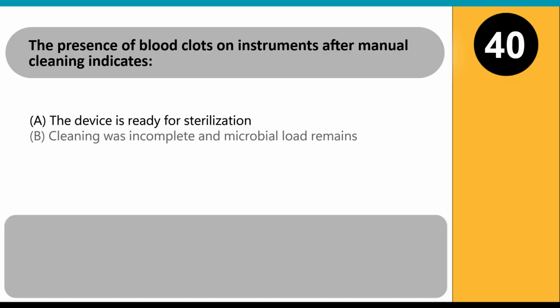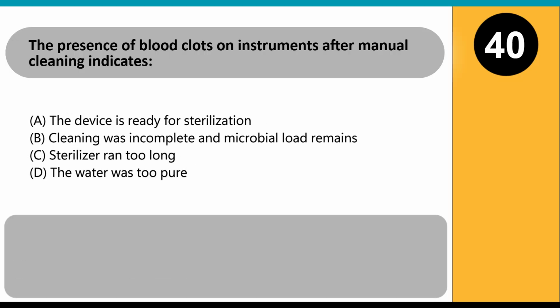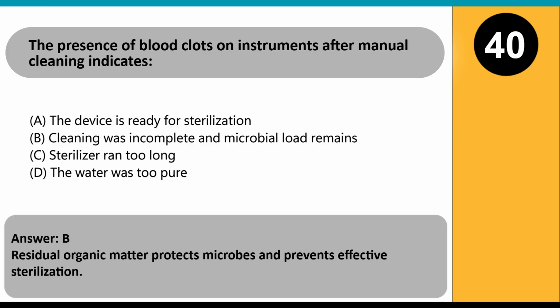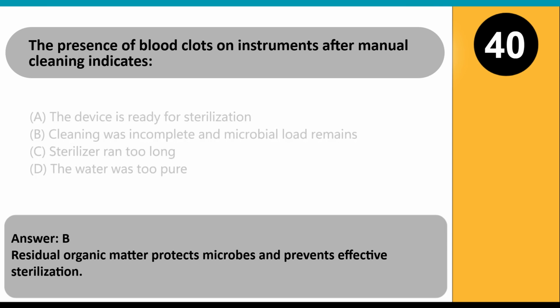The presence of blood clots on instruments after manual cleaning indicates: A. The device is ready for sterilization. B. Cleaning was incomplete and microbial load remains. C. Sterilizer ran too long. D. The water was too pure. Answer B. Residual organic matter protects microbes and prevents effective sterilization.